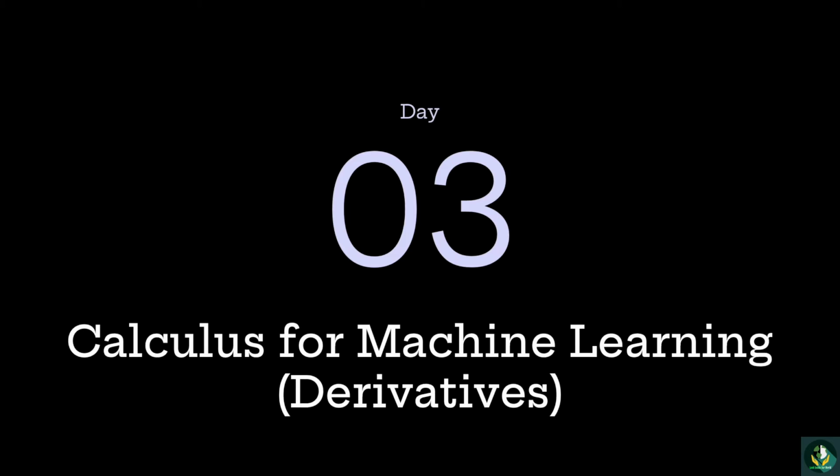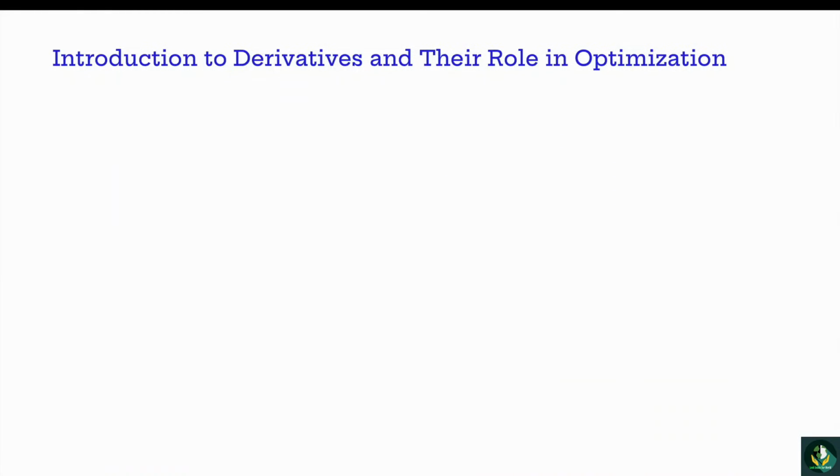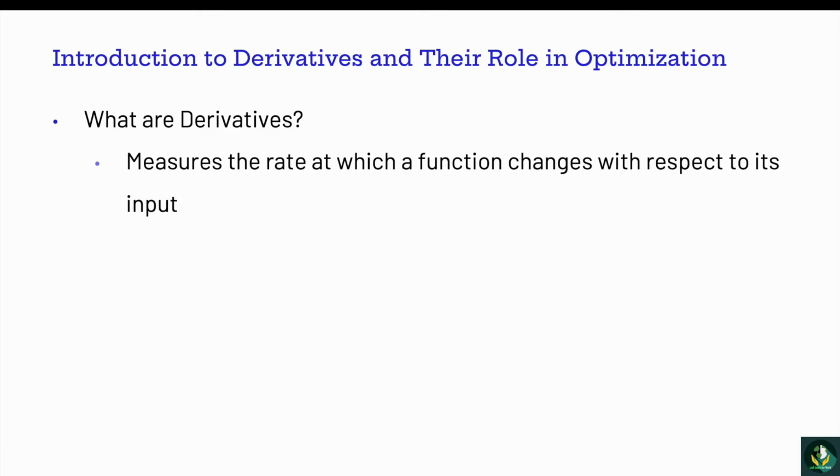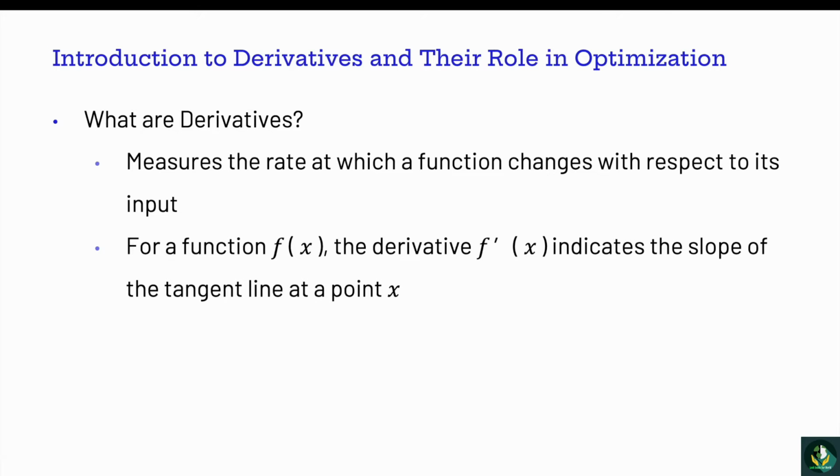Today we are going to look at calculus for machine learning. Specifically, we're going to look at derivatives. First, we're going to cover an introduction to derivatives and their role in optimization. So what are derivatives? A derivative measures the rate at which a function changes with respect to its input. For a function f(x), the derivative, also called the first derivative, f'(x), indicates the slope of the tangent line at a point x.